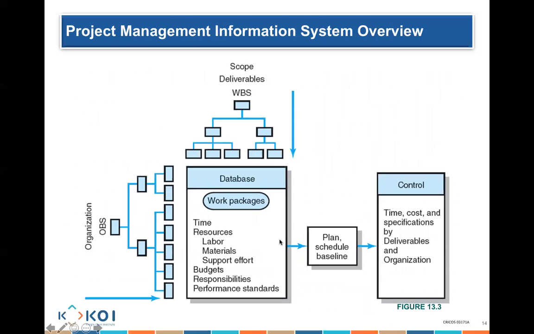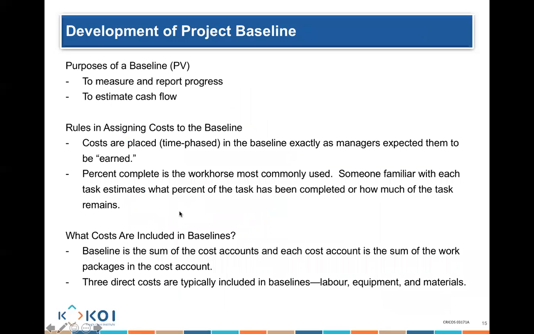So we look at all of these things that I told you. We have the scope, the deliverables, the work breakdown structure, the organizational business units, all the work packages, time, labor, materials, budget. We plan the baseline, and we start controlling only after we plan what we are supposed to be spending at any particular point of time. Before we do that, we cannot make any of the comparisons that are needed. So we talk about the baseline.